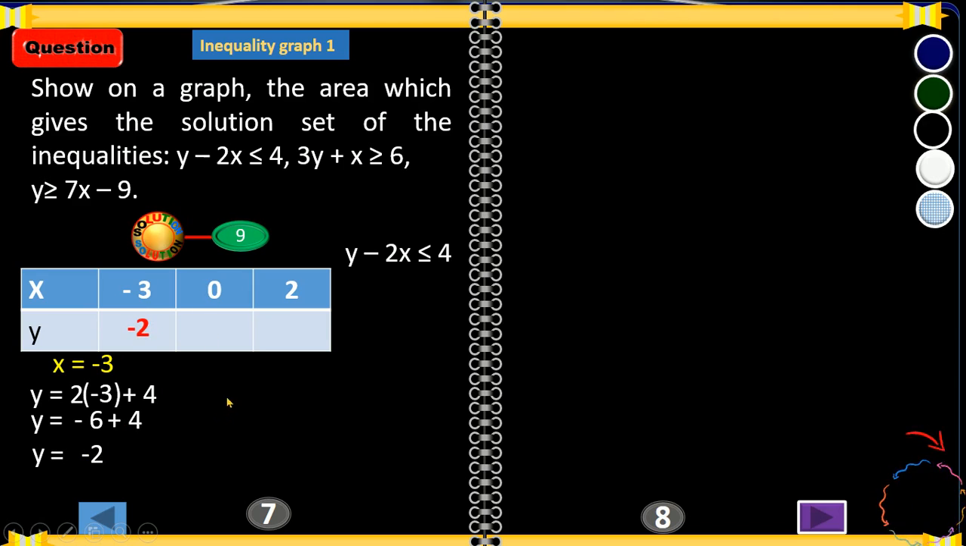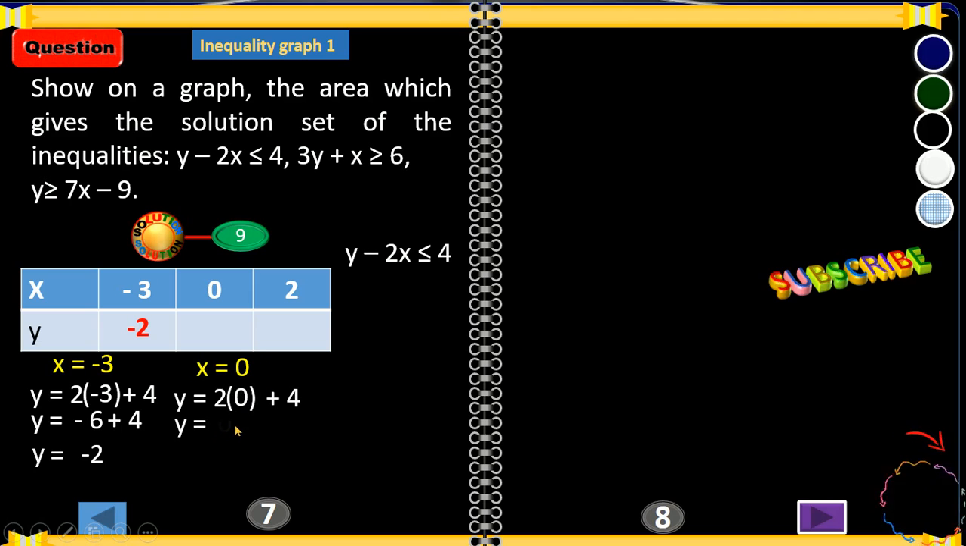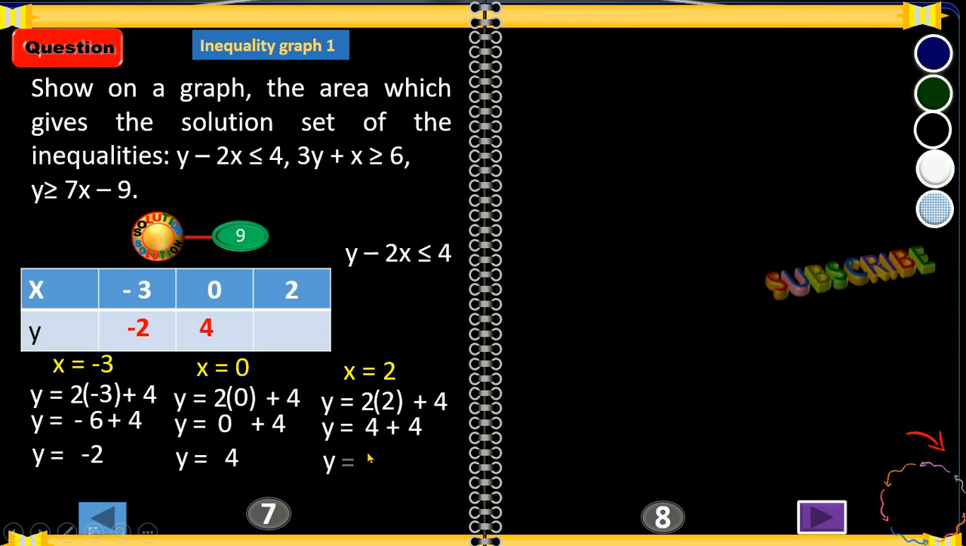Then when x is equal to 0, we replace x with 0. Then y will give me 0 plus 4. Finally, y is equal to 4. Now, when x is equal to 2, we repeat the same process. We simplify: 2 times 2 is 4, plus 4, and we know 4 plus 4 will give us 8. So the answer here will be 8. So we have completed the first table.